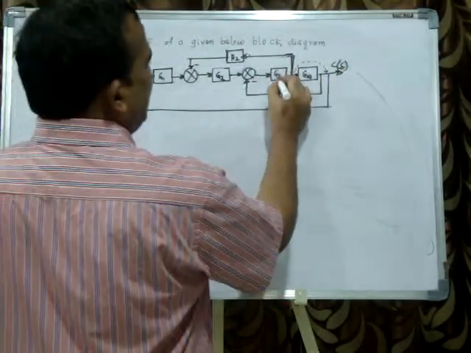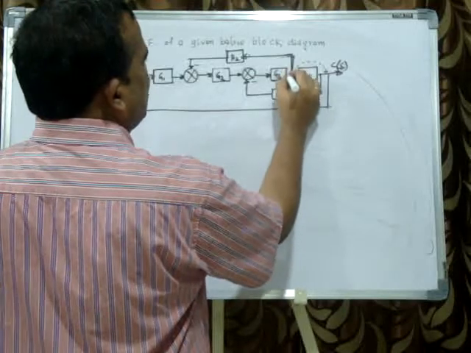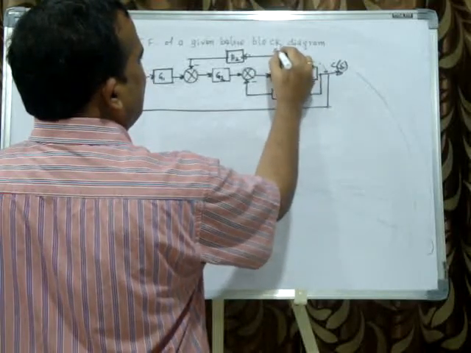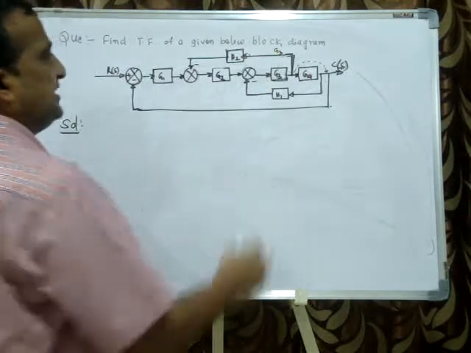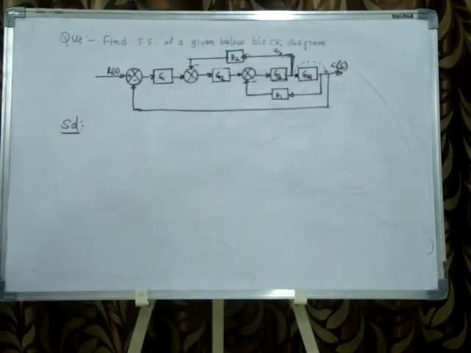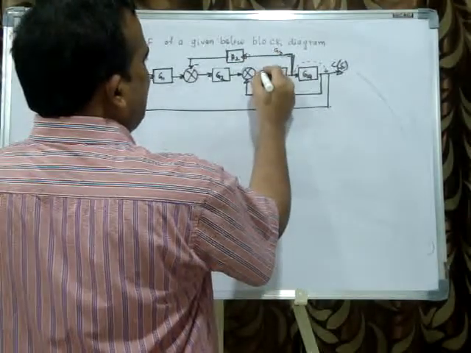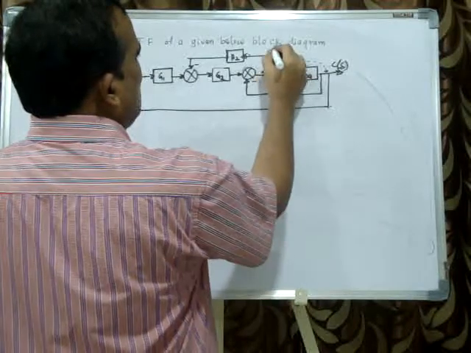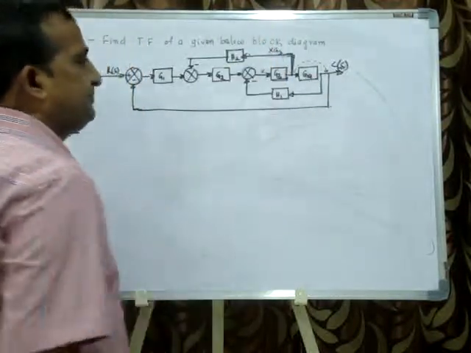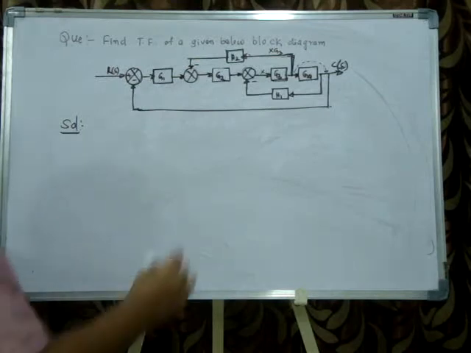So now presently which signal is going here? Presently G3 is entering here. Suppose X is there, here some X, so X G3 is entering. Now I'll shift it to this side.